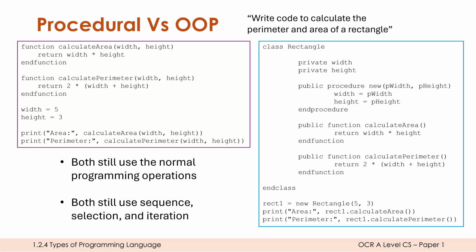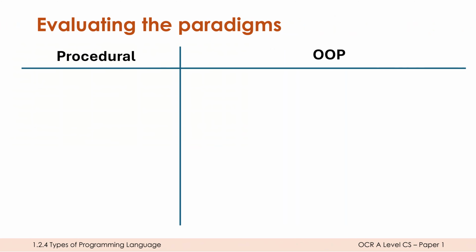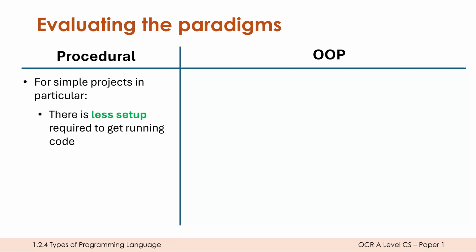Now, if we move on to evaluating these two paradigms, we can see a clear disadvantage of object-oriented just based on this side-by-side, which is that it's often a lot longer. So especially for quite simple projects, procedural does tend to be shorter, and we've got a lot less setup to get our code running. That can be one of the most off-putting things about object-oriented when you're first learning it, that you'll suddenly have to do a lot of work to get any code actually running.